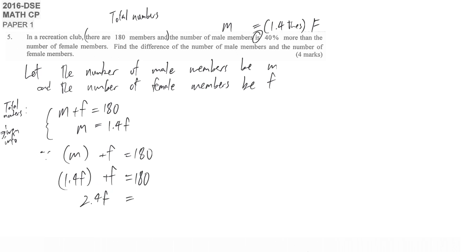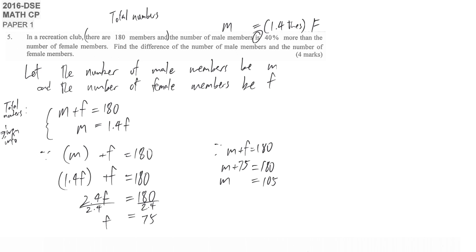1 plus 1.4, we get 2.4 times. And then divide both sides by 2.4, then we can get what we want, which is F. So F is equal to 75. We get the female number is 75. After you get one of the unknowns, you may just substitute the updated information into either equation. For example, if I substitute back to the first equation, since M plus F is equal to 180, we already know F is 75. So we know the number of male members is 105.